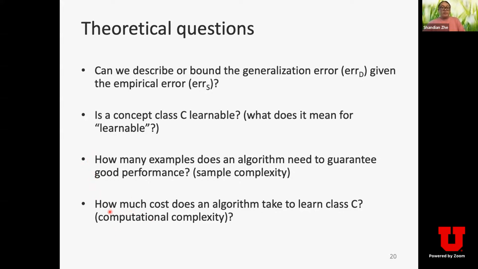And the fourth one is more related to computer science. How much cost does an algorithm take to learn some type of target functions? If it's too complicated, too costly, say NP-hard, of course it won't be feasible or practically useful. So computational learning theory tries to address those four problems.